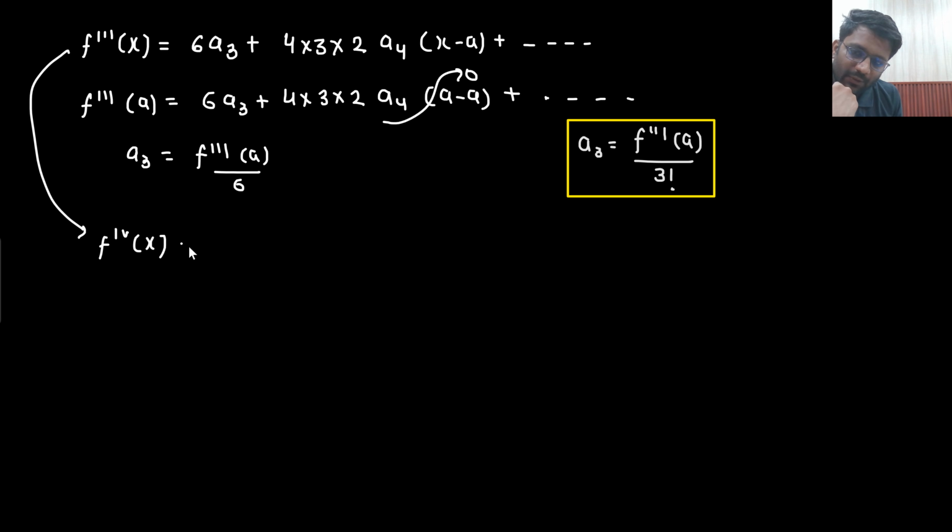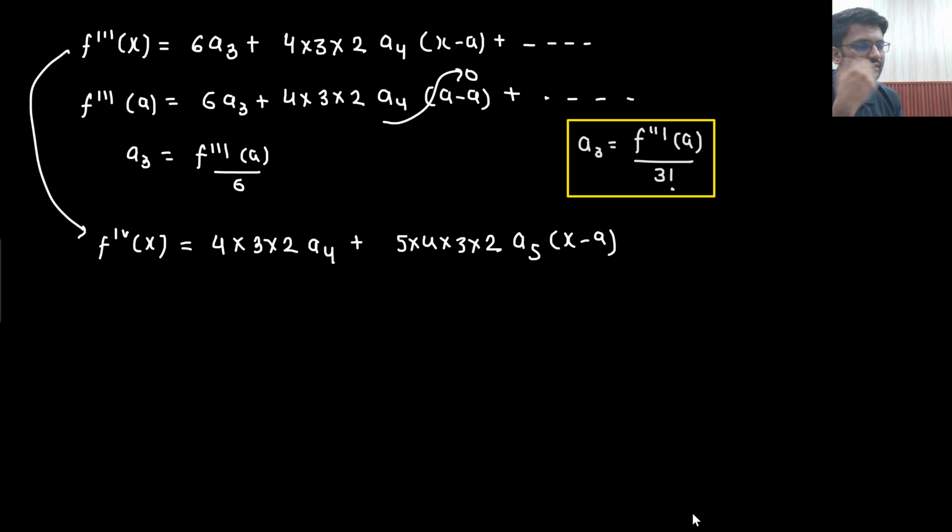Next, if I need to find out a4, I will differentiate it again. 4 times differentiation I am doing. What will be my 4 times differentiation? This is a constant value that will be gone. What will be the differentiation of this factor? 4 into 2 into a4, right? x minus a will be 1, plus more values will come here. That will simply be 5 into 4 into 3 into 2 into 1, a5 x minus a. This will be the next value, and so on. Now if you put x equals a here, what answer will you be getting?